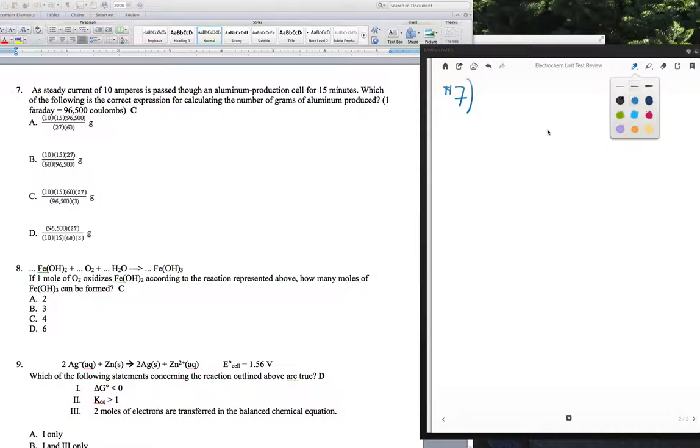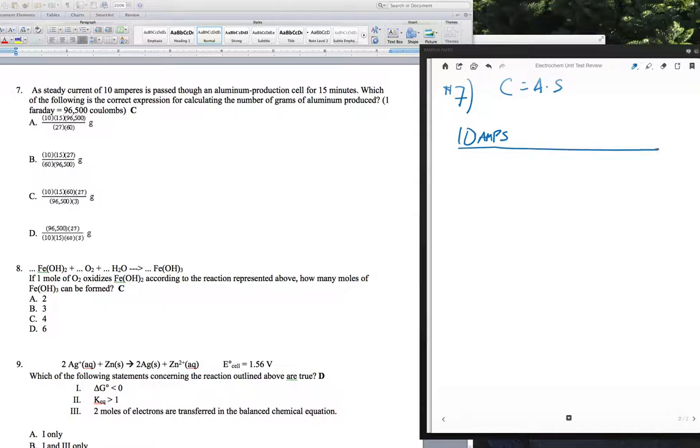Okay, and what are you given? Marina, what's the first thing that you're given? Amps, okay. So that's 10 amps. If you remember, coulombs is equal to amps times seconds. I didn't want to write coulombs first, because you need to start with amps times seconds. So how can you get seconds out of it? Convert 15 minutes to seconds.